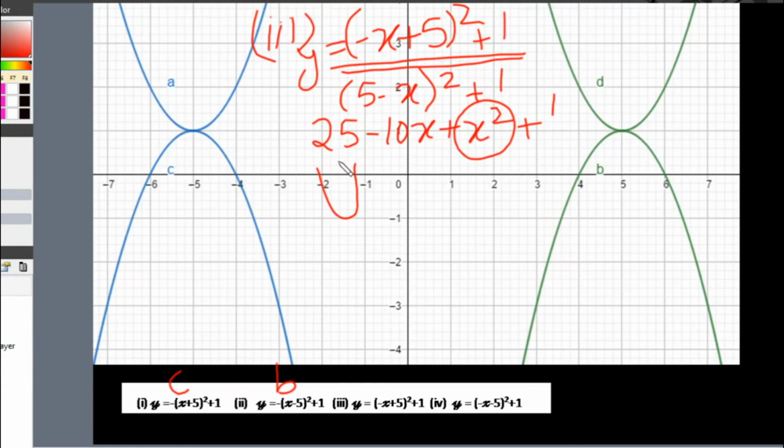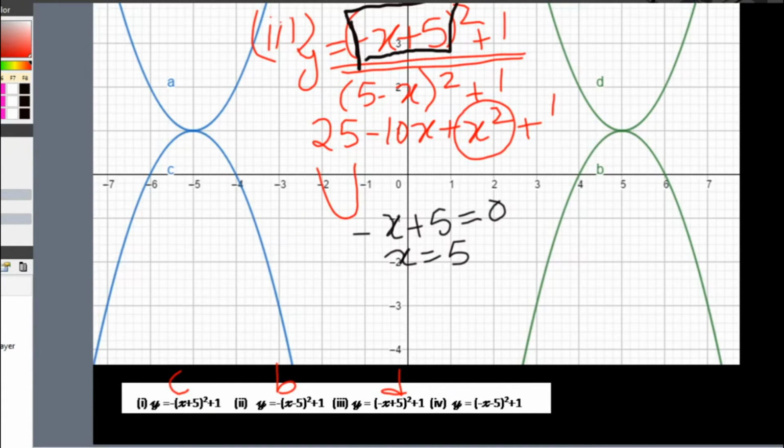So a U-shaped graph whose value of x will be, minus x plus 5 is equals to 0, so x is equals to 5. So it will move 5 units to the right and then it will go 1 unit up, so that is figure D.